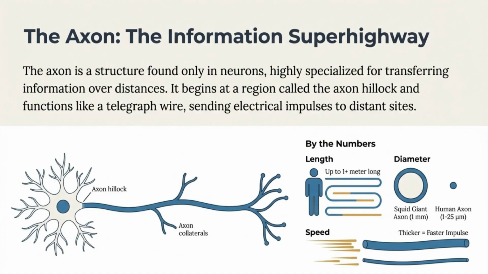Now we move to the axon, the brain's information superhighway. Unique to neurons, this structure acts like a telegraph wire, specialized for transferring information over distances. It originates at a region called the axon hillock. By the numbers, axons are impressive. In humans, they can extend up to a meter or more in length. Crucially, diameter dictates speed. As the comparison between a human axon and a squid giant axon illustrates, the thicker the axon, the faster the electrical impulse travels.